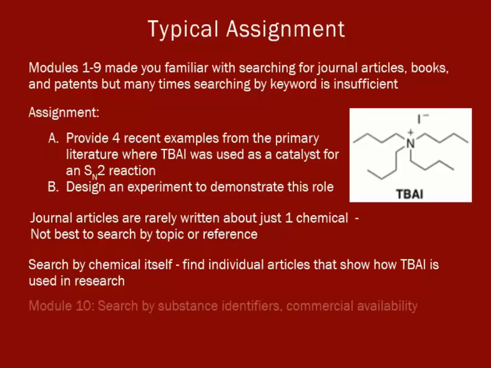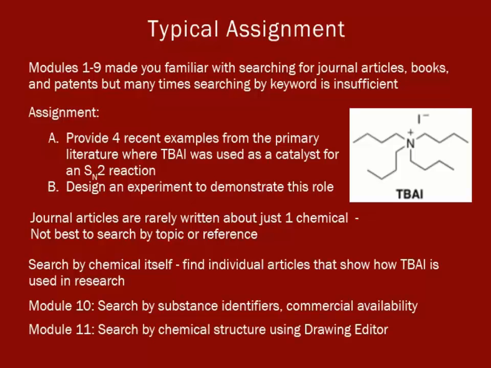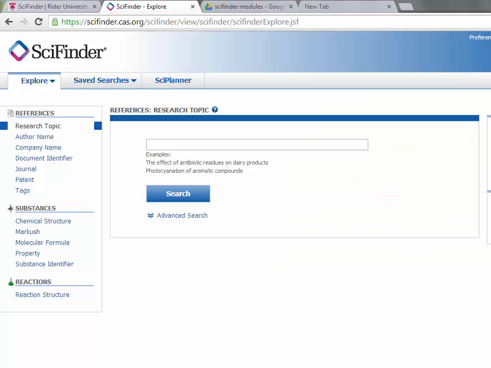The current module, Module 10, will demonstrate how to search by substance identifiers and how to find their commercial availability. Module 11 will teach you how to use the drawing editor to search by chemical structure and Markush structure. On the main SciFinder webpage, we'll focus on the Substances heading on the left-hand toolbar.